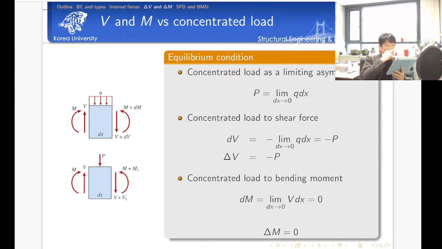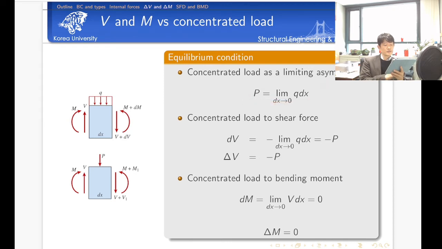So now let's check the case with a concentrated load. Up to now, we considered the change of shear force and change of bending moment caused by the distributed load. Now in this part, we want to consider the change of the shear force and change of bending moment with a concentrated load. This is very simple. The concentrated load is nothing but a limiting case of the distributed load. If you consider dx infinitely small, then the integration of q dx, okay? This is the concentrated load P.